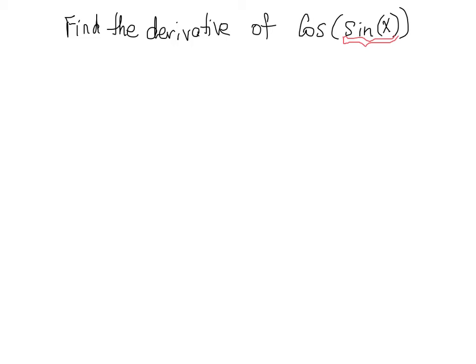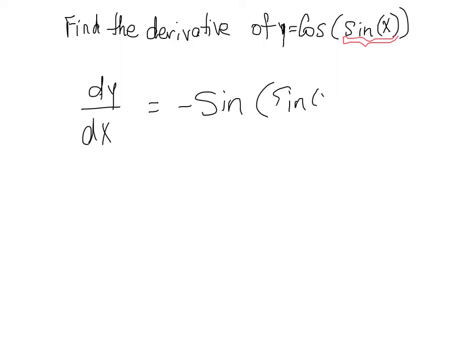So when I differentiate the whole, oops, this should be y equals. All right, so when I differentiate the whole, I get negative sine of sine x. But again, remember that you have to take whatever you initially highlighted, that inside function, and you have to multiply by the derivative of that. So the derivative of sine is cosine, so we have to go ahead and multiply by cosine x.